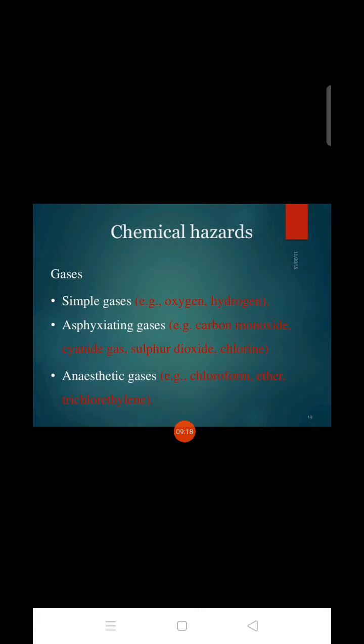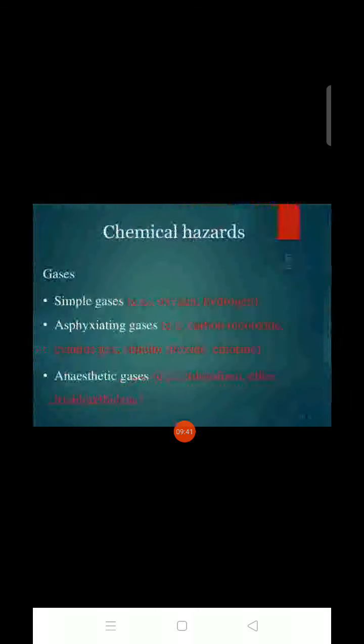Chemical hazard, gases. Simple gases, for example oxygen and hydrogen; asphyxiating gases, carbon monoxide, cyanide gas, sulfur dioxide, chloride; anesthetic gases, for example chloroform, ether, and trichloroethane. These are some kinds of chemical hazards.